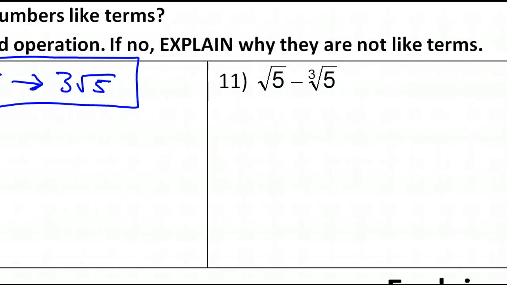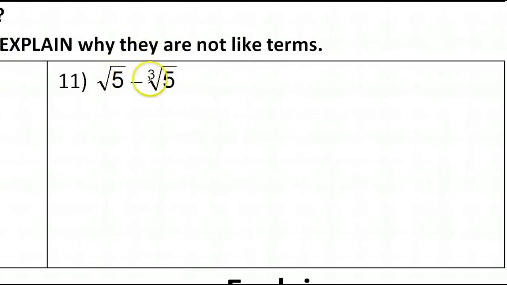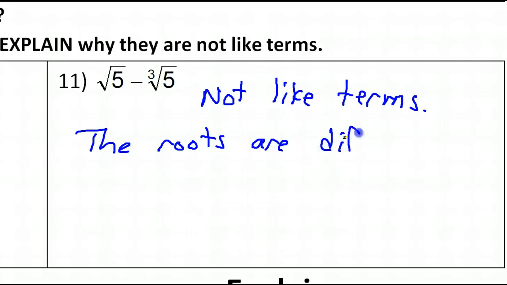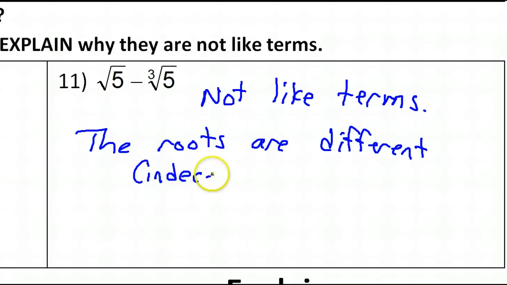Alright, what about number 11? Well, I said both the radicand and the indices need to be the same. You see the radicand is the same, it's 5 in both cases. But this is the square root, and this is the cube root. So these are not like terms. So we can say not like terms, and we'll say the indices are different. Or I guess you could say the roots are different. I'll say it the second way this time. The roots are different. Or you could have said indices. Okay, so that's number 11.